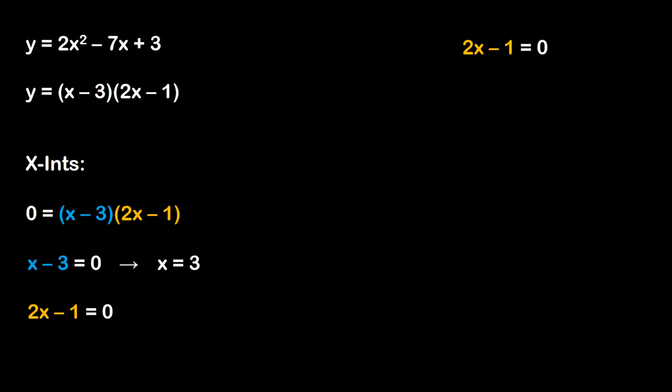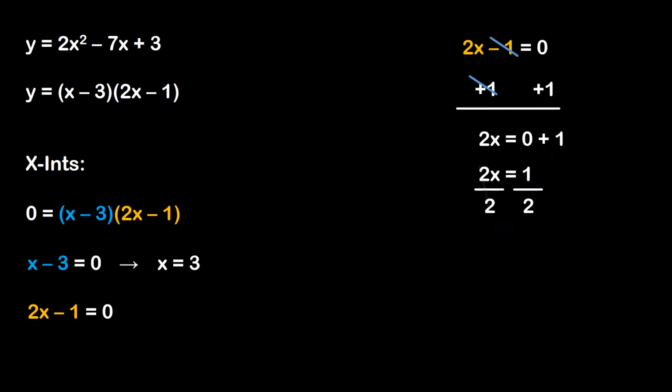The first thing to do would be to get rid of that negative 1. In order to do that we would add 1 to that side. Whatever we do to the left side of the equation we do to the right side of the equation. So if I add 1 to the left hand side, that means I have to add 1 to the right hand side. Negative 1 and plus 1 will cancel out, and I will be left with 2x is equal to 0 plus 1, or 2x is equal to 1. Finally, to get rid of the 2, I would divide the left hand side by 2. That means I would have to divide the right hand side by 2. The 2's cancel out, and I'm left with x is equal to 1 over 2.